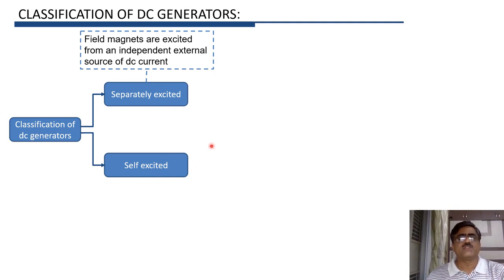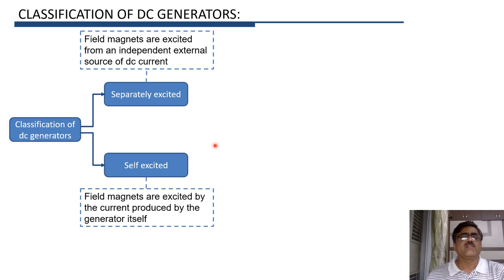and the other type is self-excited. In self-excited generators, field magnets are excited by the current produced by the generator itself. Means the EMF induced in the generator itself is used to circulate the current in the field winding. So basically, according to the way of excitation, mainly there are two types: separately excited and self-excited.